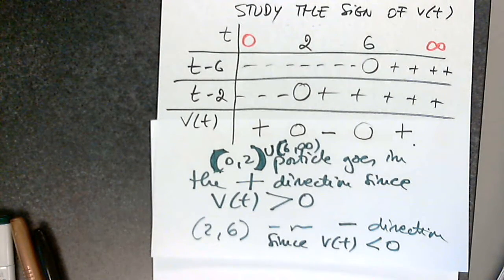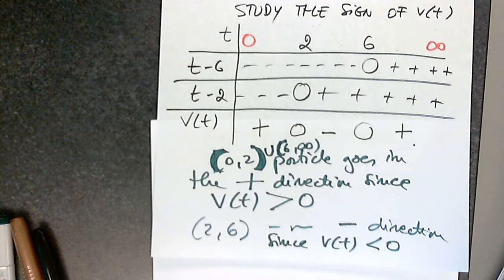So at time 0, for 2 seconds, the particle goes in the positive direction. Then, for the next 4 seconds, the particle goes in the negative direction. And then, from that moment on, but since I have 0 to 8, for the next 2 seconds, it's coming back, right? So it starts at 0, goes this way 2 seconds, comes back 4 seconds, and then comes back 2 seconds. So I have 3 distances to worry about.